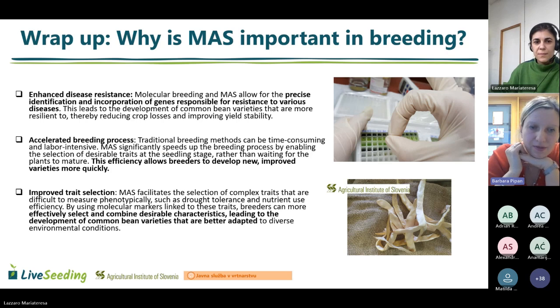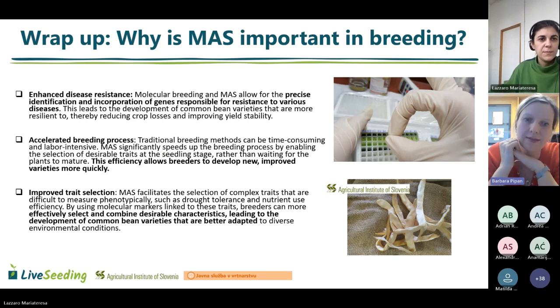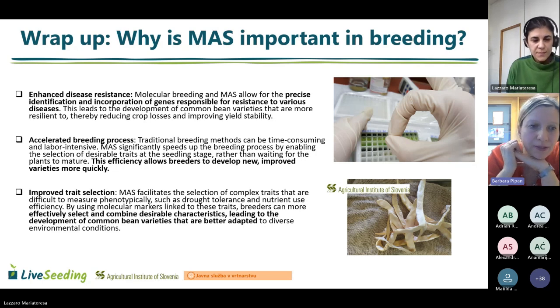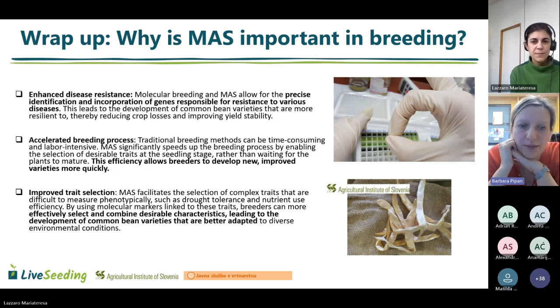First, enhanced disease resistance. Molecular breeding and marker-assisted selection allow the precise identification and incorporation of genes which are responsible for resistance to various diseases. This leads to the development of common bean varieties that are more resilient, thereby reducing crop losses and improving yield stability. And as already mentioned today, accelerated breeding processes. Traditional breeding methods, which are allowed in organic breeding, can be time-consuming and labor-intensive.